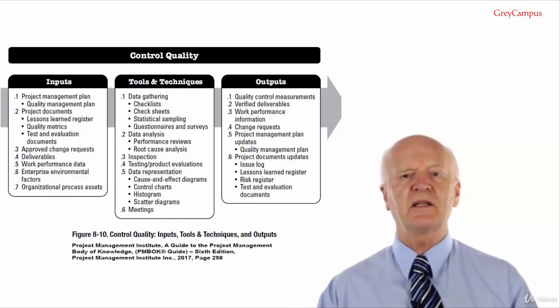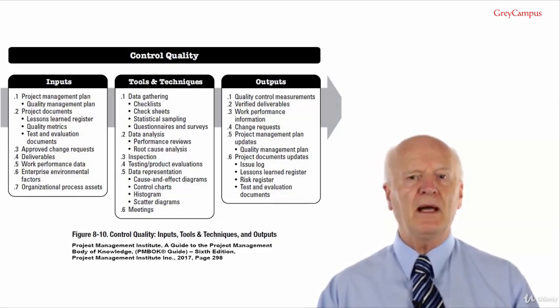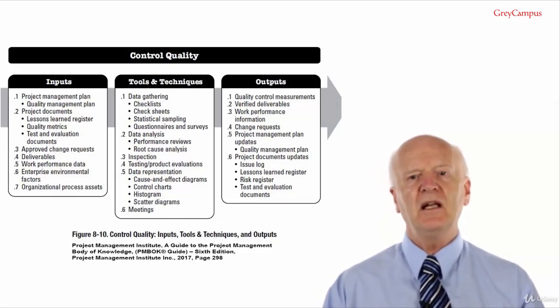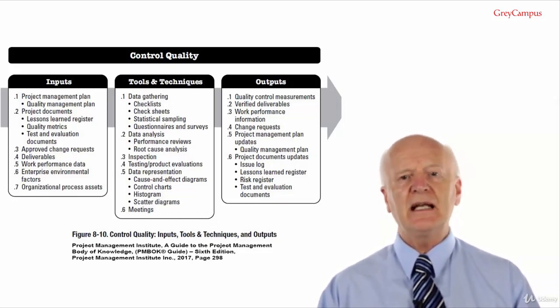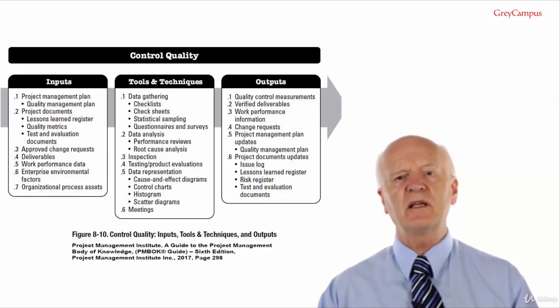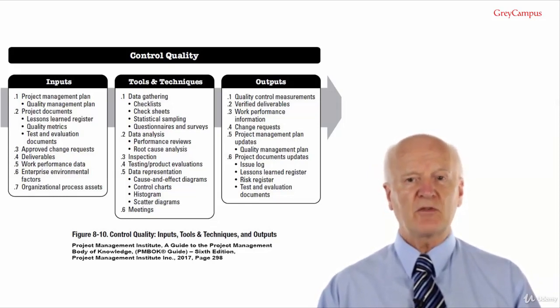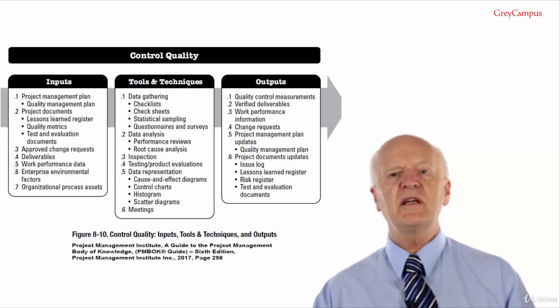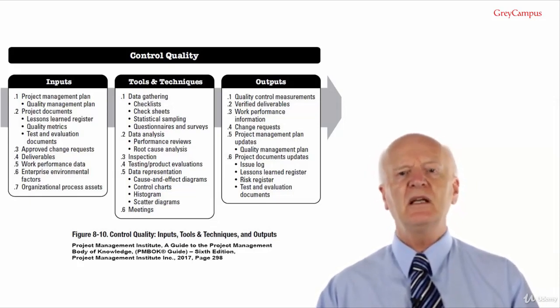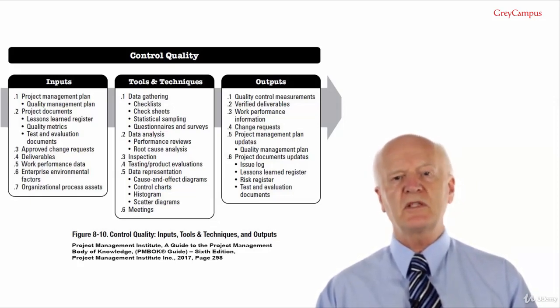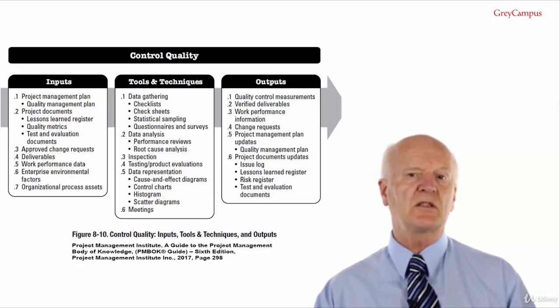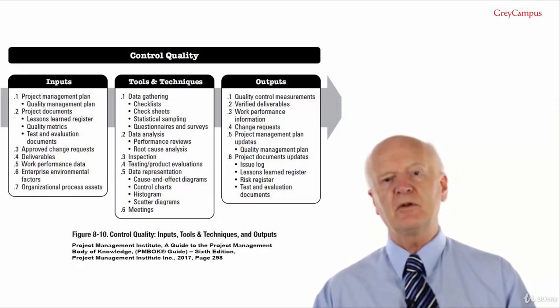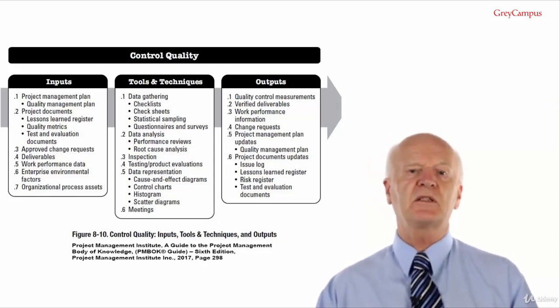Output number 4, change requests. The quality control procedure is not a good, bad or black-white selector. There are shades of grey. As we saw with the work performance information, there are requests for rework, corrective actions, process adjustments, which could be part of preventative actions. All these changes require the project manager to submit a change request, which will be processed through the Perform Integrated Change Control process. Output number 5, project management plan updates.